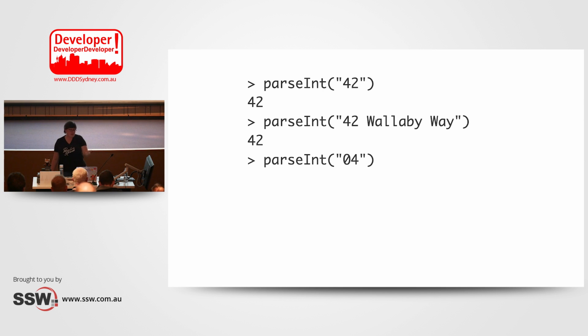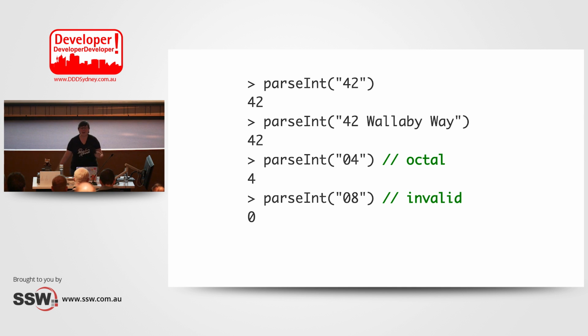Which means that we could then say parse 04. What is the parseInt of 04 as a string going to be? 4. What is the parseInt of 08 as a string going to be? 0. Because by default parseInt has another parameter in there, which is the radix. By default, the string 04 is going to be assumed to be octal because it starts with a 0. And 04 in octal is just 4. But 08 in octal is invalid.